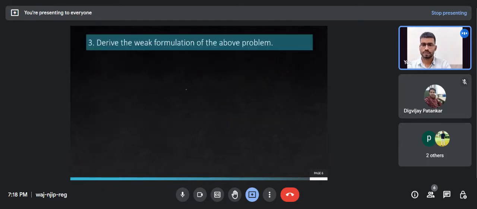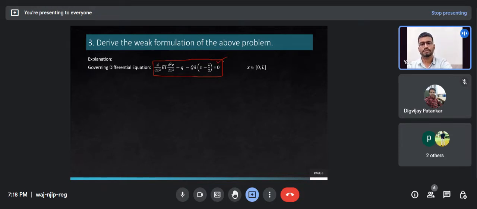Moving to the next problem. Here we have to find the weak formulation of the above problem, right? For the weak formulation, first we have to find the strong formulation that we get from the governing differential equations, right? So for the above problem, this was the governing differential equation that we derived in the first process.